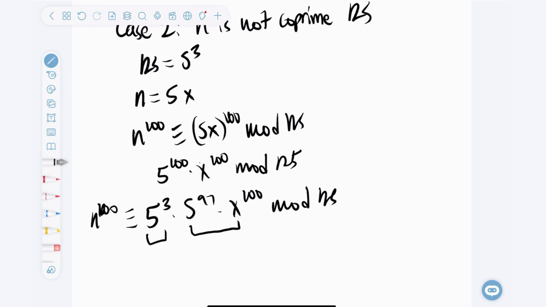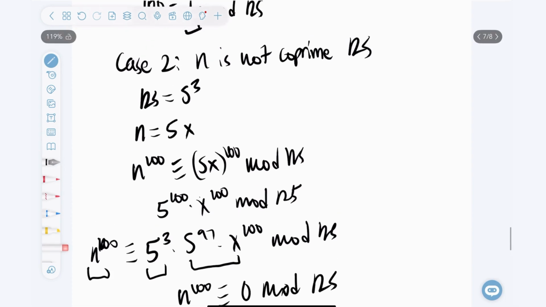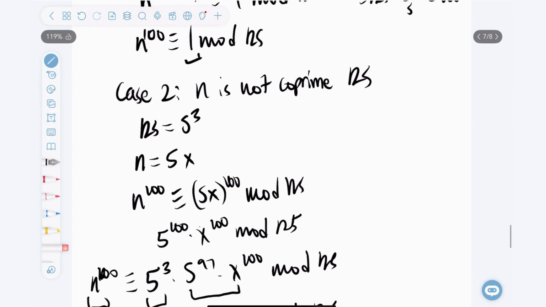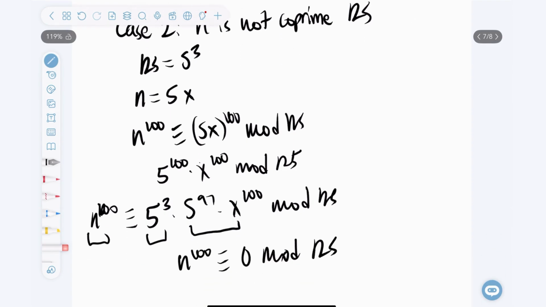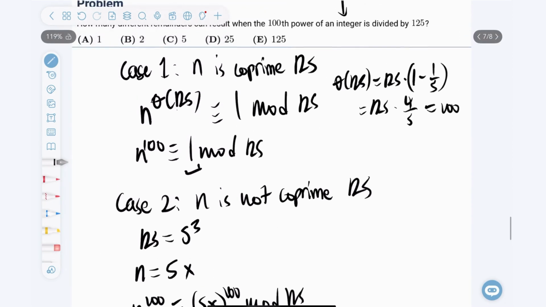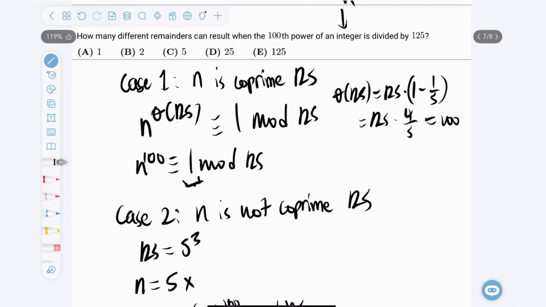So when 125 is multiplied by some integer, then we know that it is 0 mod 125 because it still has that factor of 125. That means n to the power of 100 has a factor of 125. So n to the power of 100 is just 0 mod 125. So we see that when n is not co-prime to 125, our remainder here is 0. But when n is co-prime to 125, our remainder here is 1. So we get two different remainders for two different cases. So since the question asks how many different remainders can result, our answer is 2.